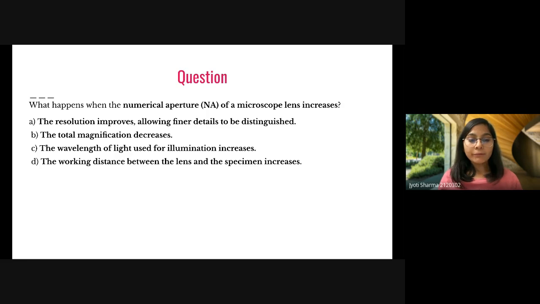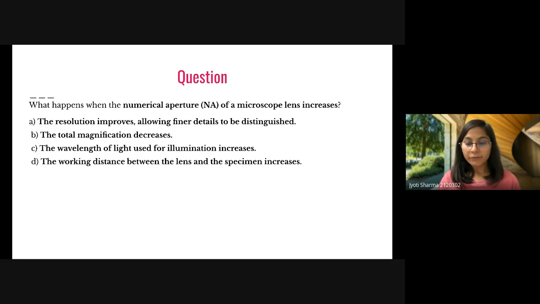Okay, what happens when the numerical aperture of the microscope lens increases? The resolution improves, allowing finer detail to be distinguished. The total magnification decreases, the wavelength of light used for illumination increases, the working distance between the lens and the specimen increases. So what will happen whenever the numerical aperture of the lens increases?